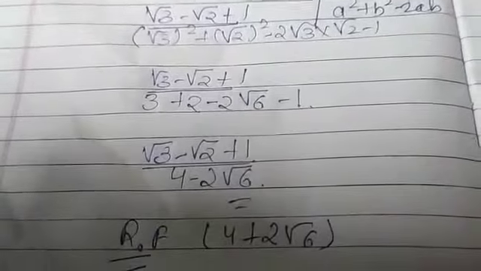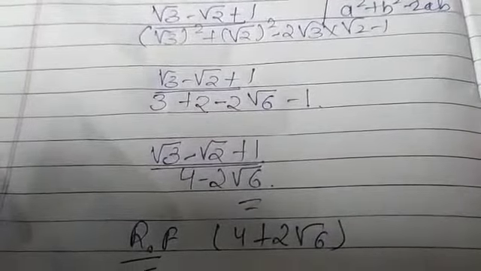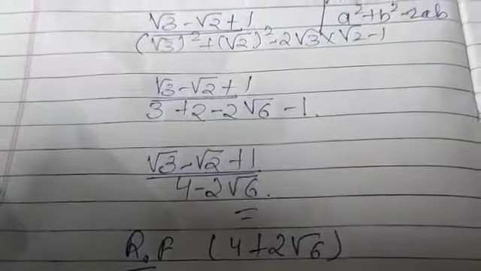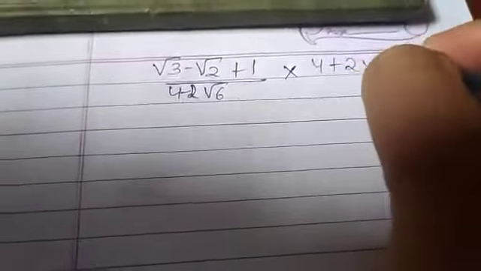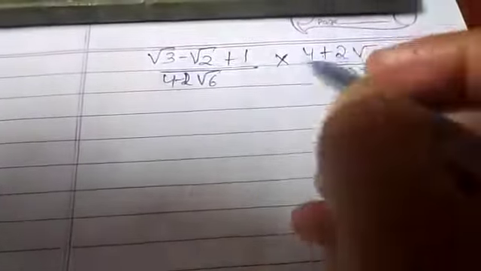What will be its rationalizing factor? Its rationalizing factor will be 4 plus 2 under root 6 in order to again rationalize the denominator. I hope it is clear. Now see, we will multiply by its rationalizing factor, 4 plus 2 under root 6. Now let's multiply it all together: root 3 with all this, minus root 2 with all this and plus 1 with all this.